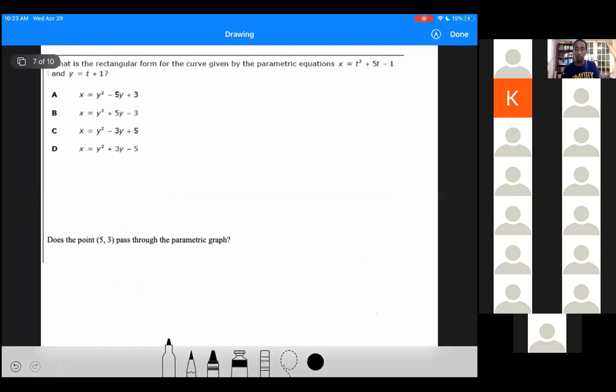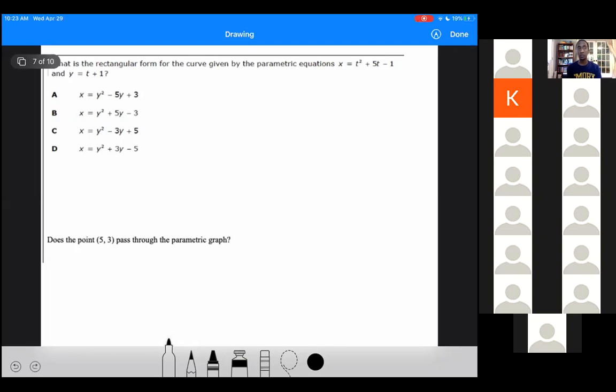All right, let's look at another example. We'll do one more together, and then I want you to try one. What is the rectangular form for the curve given by the parametric equations x equals t squared plus 5t minus 1 and y equals t plus 1? So in this case, if you notice here, the answer choices are written as x equals and then the expression.